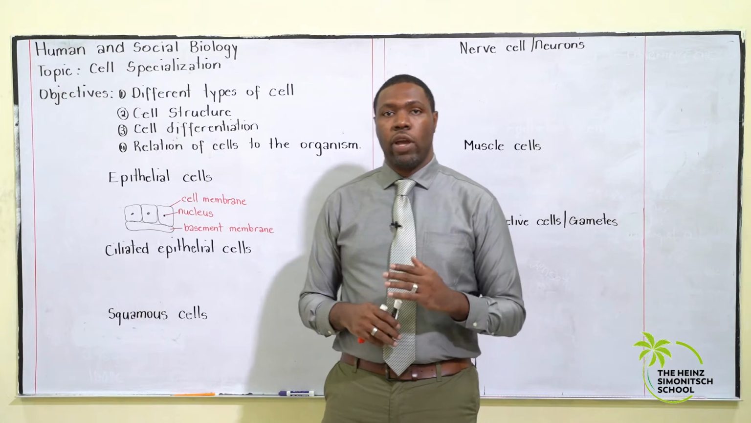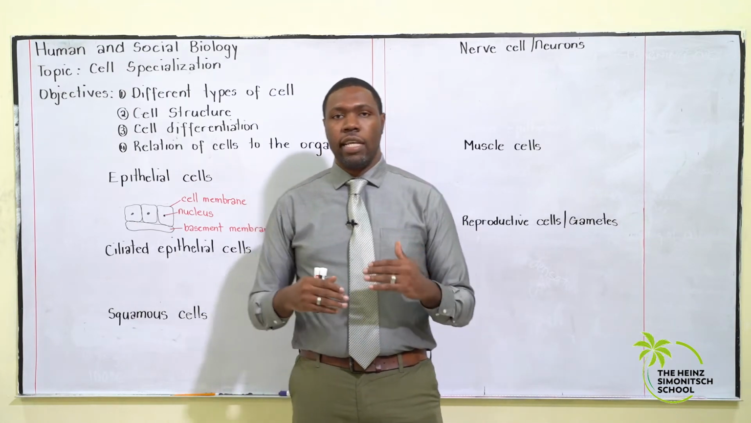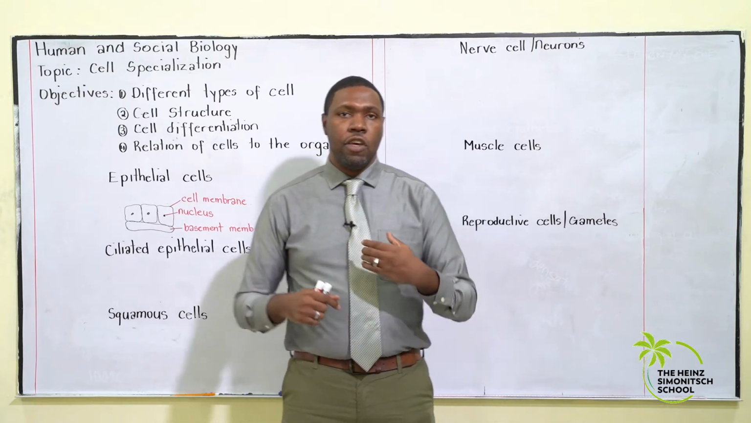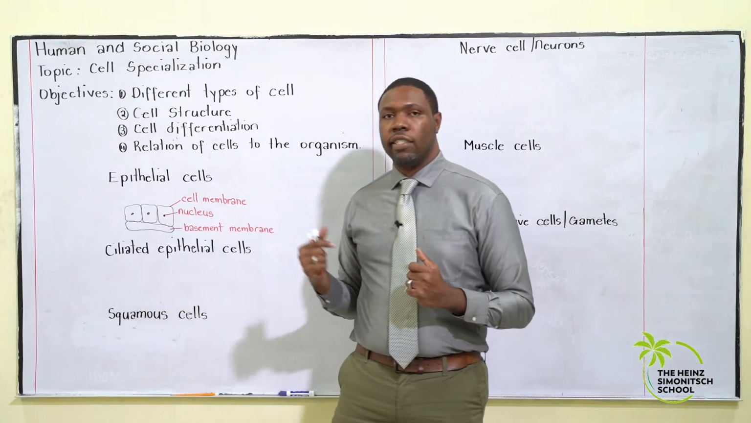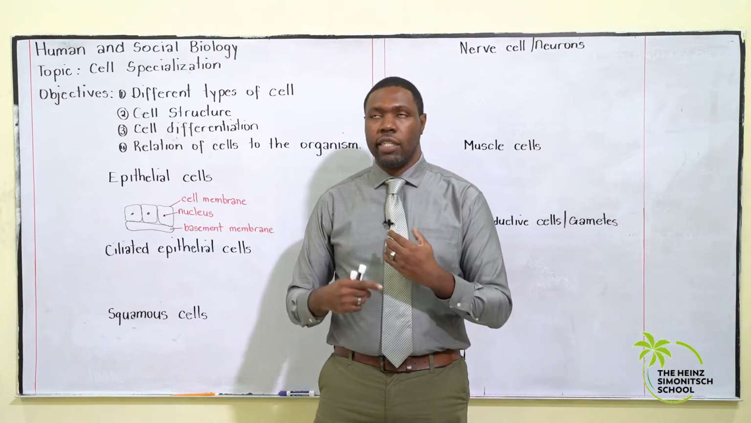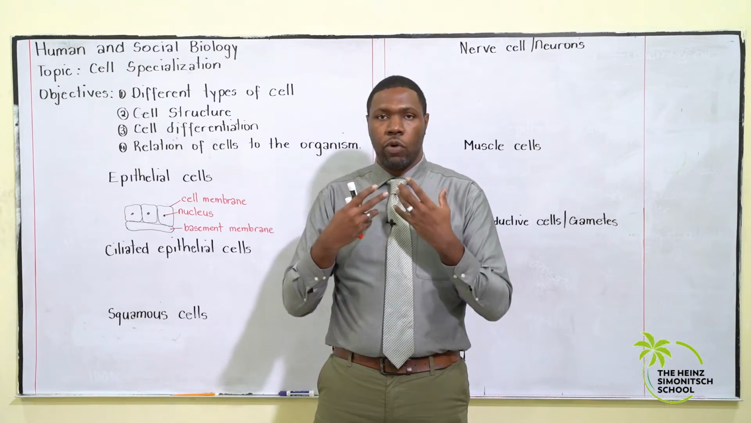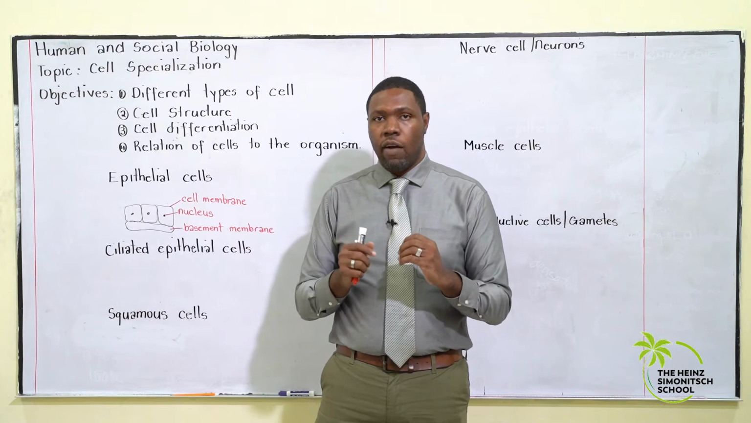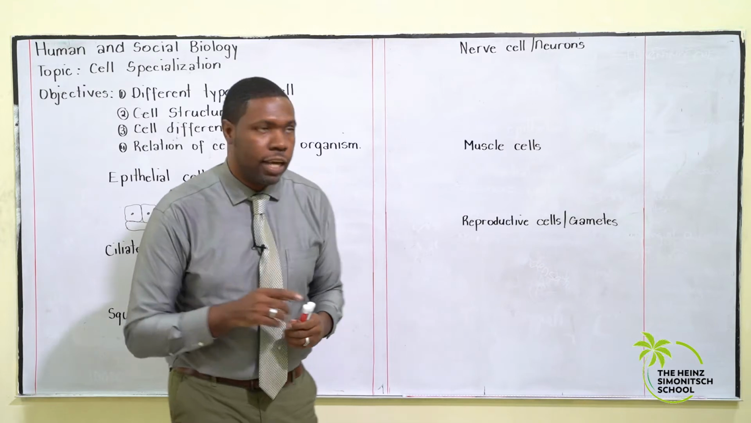The next cell we're going to be looking at is the ciliated epithelial cell. Now, the ciliated epithelial cell can be found in your air passage and the fallopian tube, right? Now, the ciliated cells have tiny hair-like structures that in the air passage help to move mucus up to the nose or throat. In the fallopian tube, it helps to move the egg, all right? So let's draw a simple diagram of the ciliated epithelial cell.